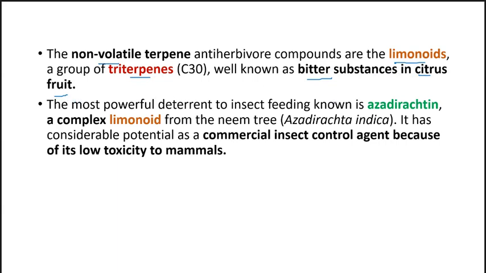One kind of limonoid is azadirachtin, which is produced in neem plants. Because of this limonoid, neem plants have commercial insect control ability, and it is also used as a commercial insecticidal agent. Why is it used as a commercial insecticidal agent? Because it has very low toxicity to mammals. So remember, azadirachtin is a kind of limonoid, and limonoids are triterpenes.